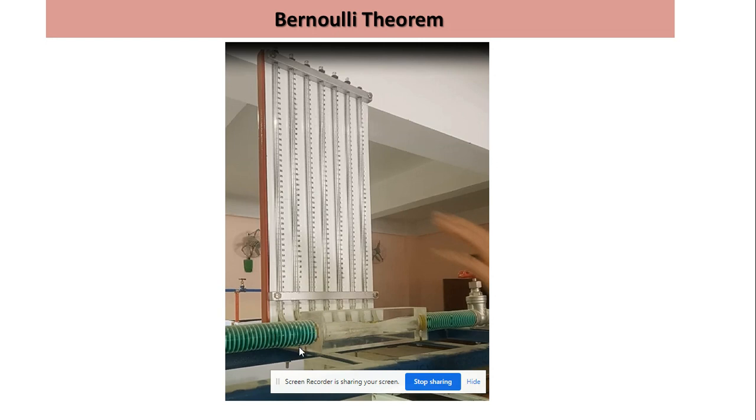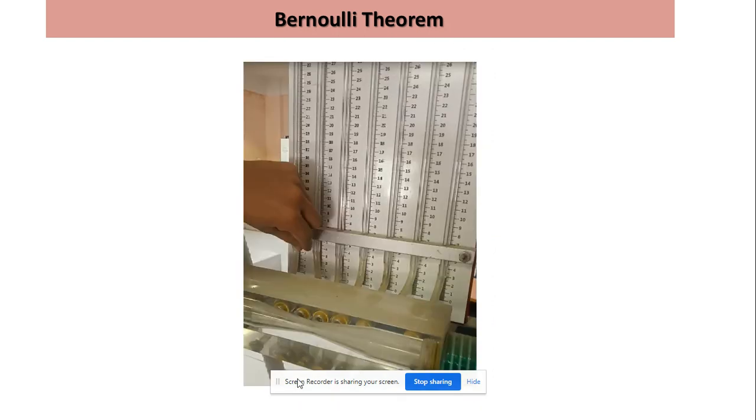At each location, this venturimeter is connected through piezometers. Here it is shown. The piezometers are connected to the venturimeter, and from these piezometers at different locations we will get the pressure head, which can be read from these scales behind the piezometers, and we can easily measure the pressure head.